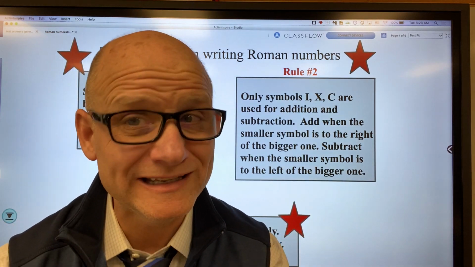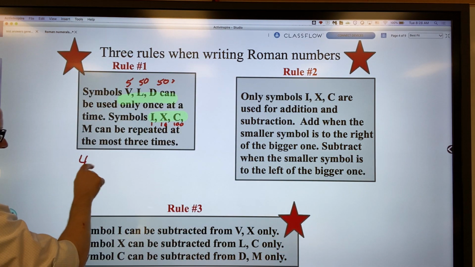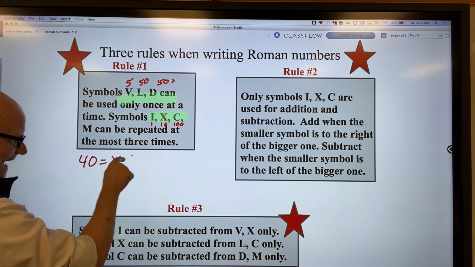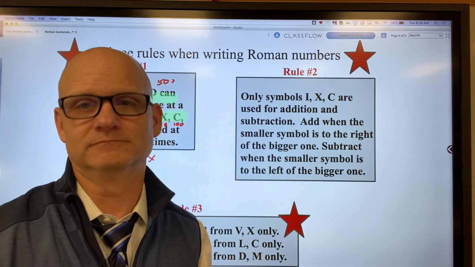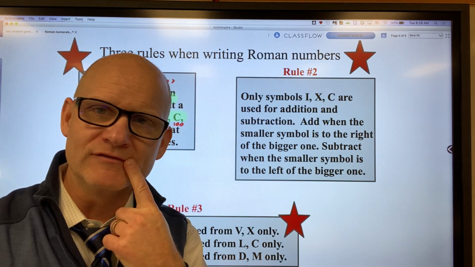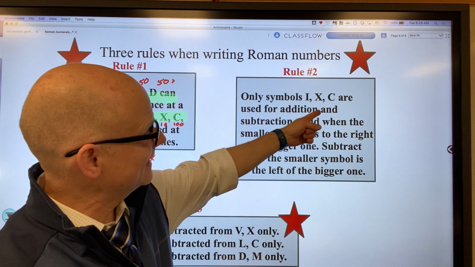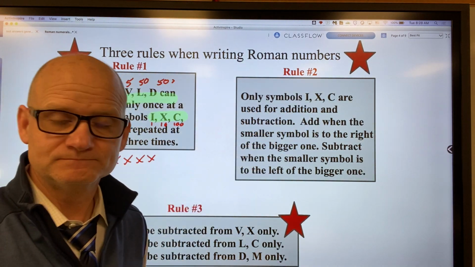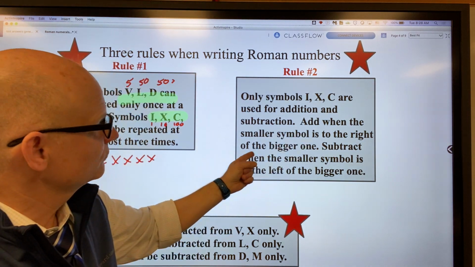So if I want to write 40, I can't go X, X, X, X, 10, 10, 10, 10. Okay. So how do you write 40? Well, let's read the next rule. It says only symbols I, X, and C are used for addition, and you add when the smaller symbol is to the right of the bigger symbol.